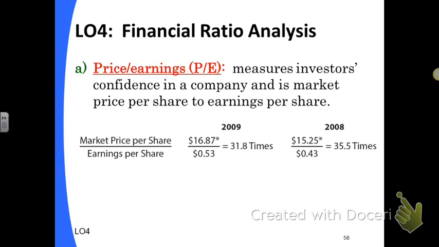So even though the company increased its earnings per share, the denominator here, the price-earnings ratio declined because the overall market value of the stock increased proportionately less, from 15 to 17. The earnings per share grew faster than the market stock price did. So the implication here is that investors are not all that confident with the company's ability to generate earnings and continue to grow in the future.